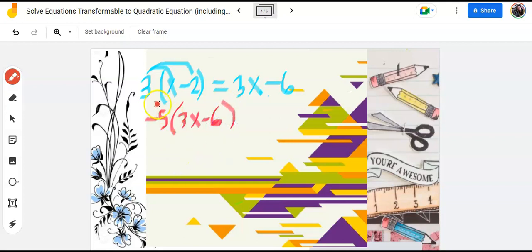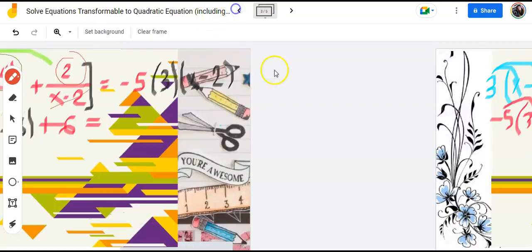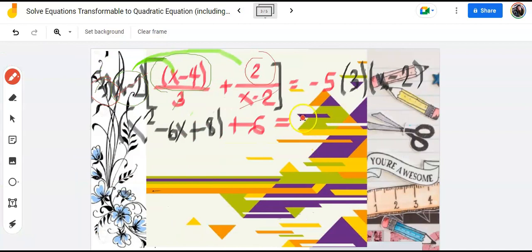So, let's distribute. Negative 5 times 3x. So, multiply the number part. Negative 5 times 3 is negative 15. And then, copy the variable part. And then, negative 5 times negative 6. So, mahimong positive because we're multiplying the same sign. And then, 5 times 3 is 30. Okay, so we have negative 15x plus 30 at the right side. So, we write negative 15x plus 30.